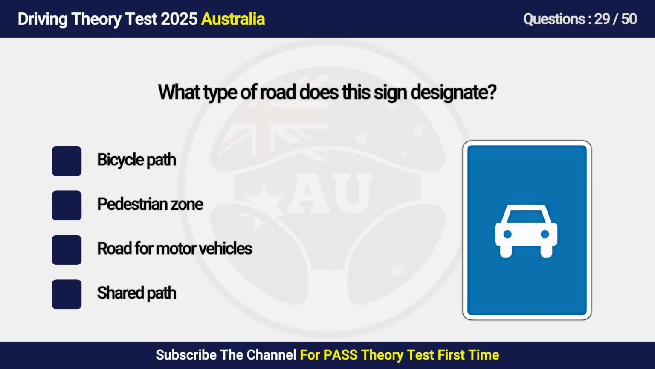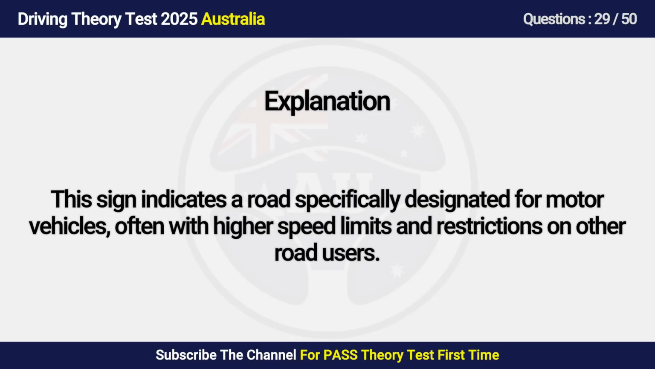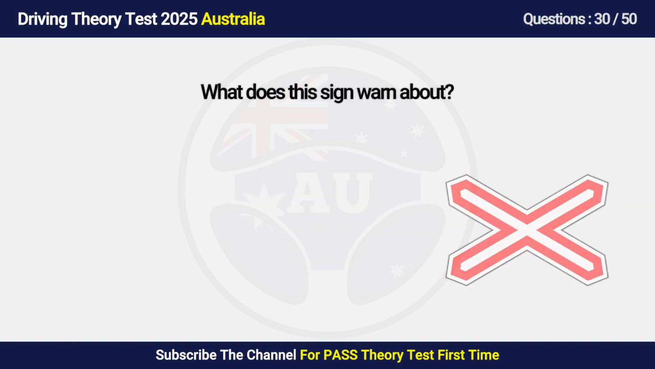A. Bicycle path. B. Pedestrian zone. C. Road for motor vehicles. D. Shared path. Answer is C. Road for motor vehicles. This sign indicates a road specifically for motor vehicles, often with higher speed limits and restrictions on other road users. Question 30. What does this sign warn about?